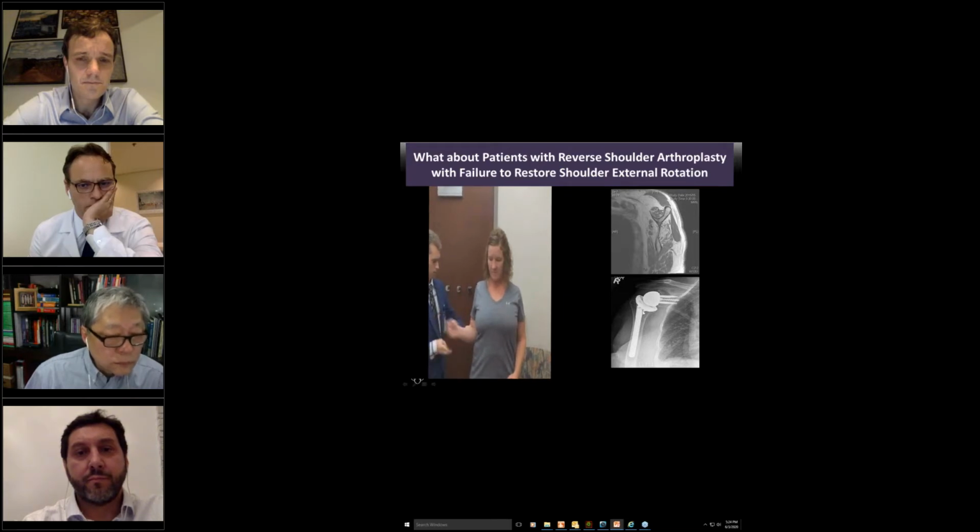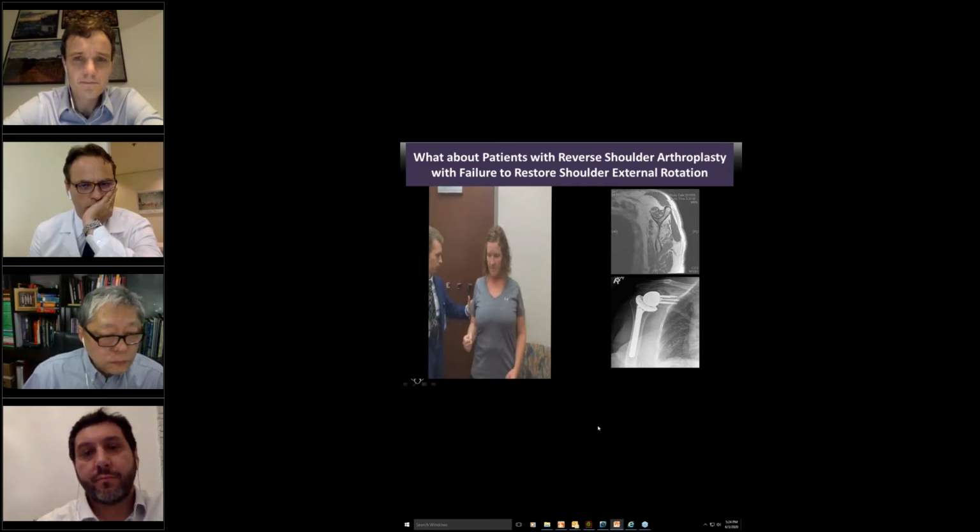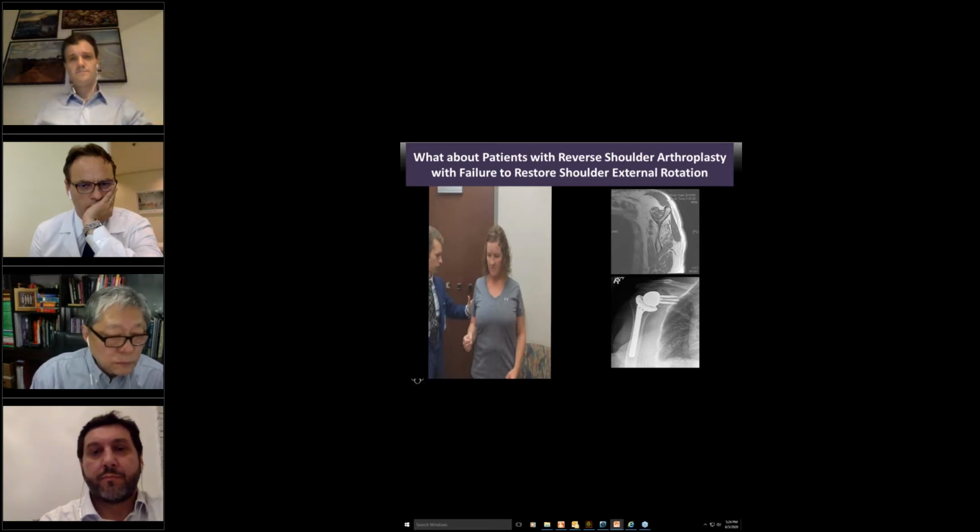Unfortunately, regardless of whether you have a medialized or lateralized implant, you don't always get external rotation. And the patients who are frustrated are those who had internal rotation, had no external rotation, and have no flexion. This one has paralysis as well, has deltoid weakness. And now after surgery, they lost internal rotation and still they don't have good external rotation.